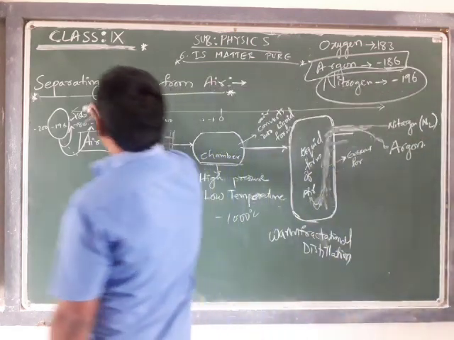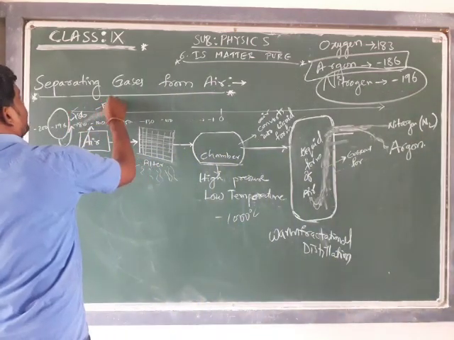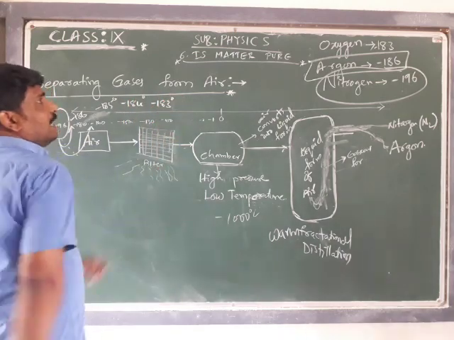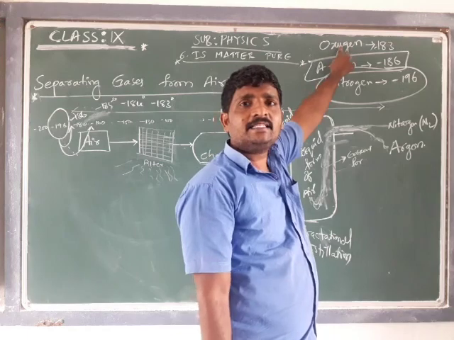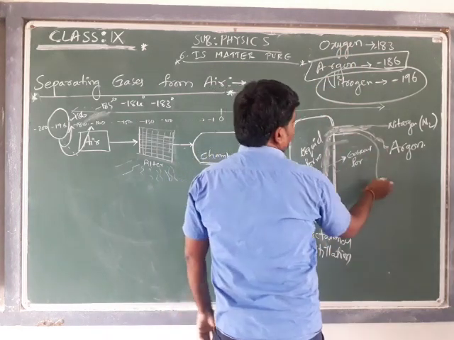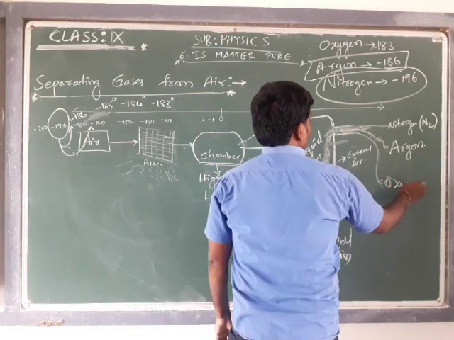Again, as the temperature increases, it will be minus 185, minus 184, minus 183 degrees. After reaching minus 183 degrees, the oxygen starts evaporating. O2 starts evaporating, where oxygen is collected at the final stage.